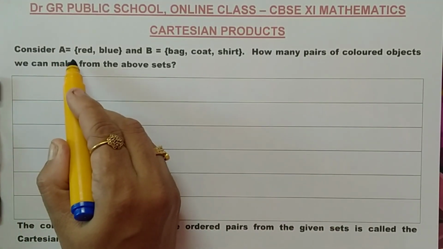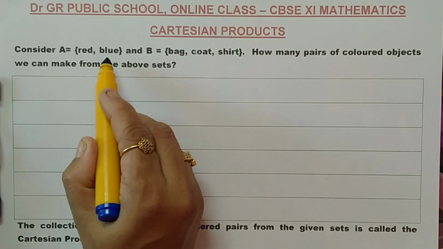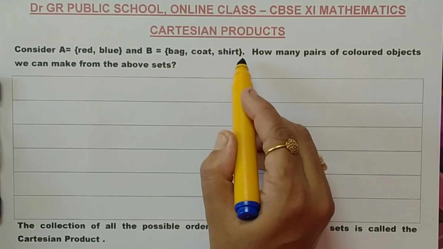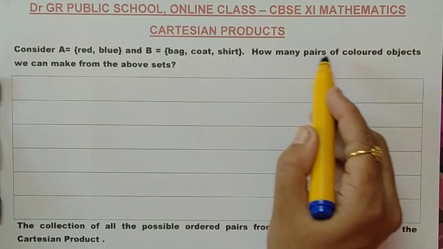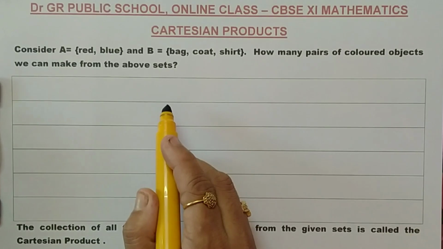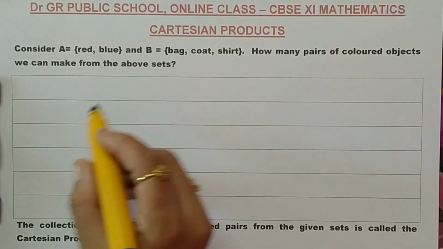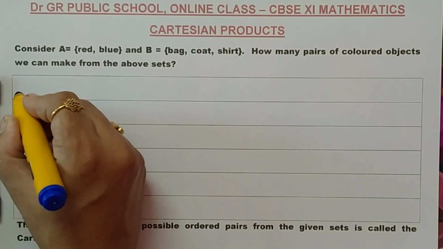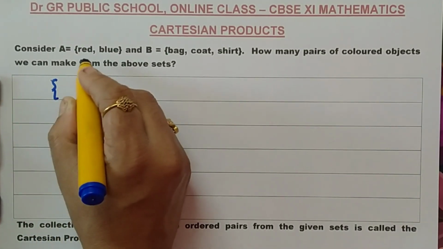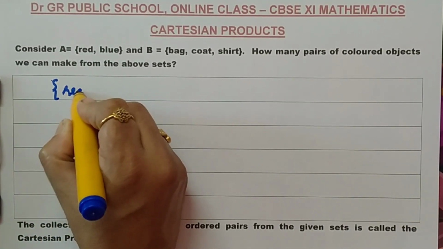Consider a set A equals the set {red, blue} and B equals the set {bag, coat, shirt}. How many pairs of colored objects can we make from the above sets? Okay, two sets are given. I am going to make some pairs. Here the first pair is red bag.